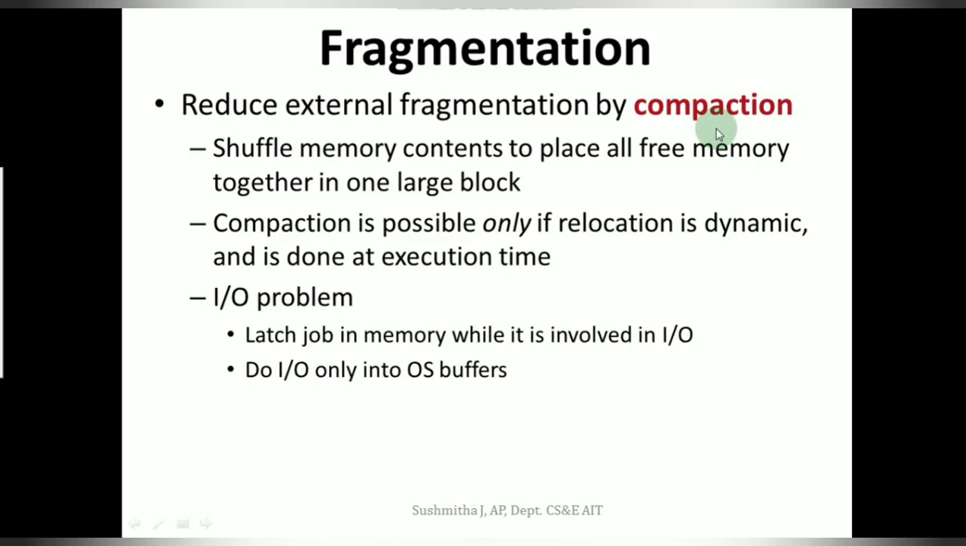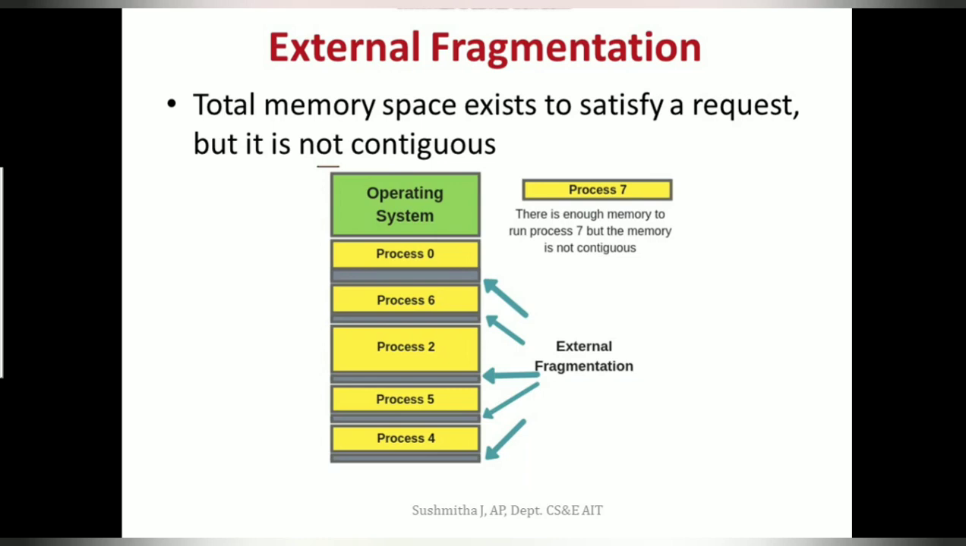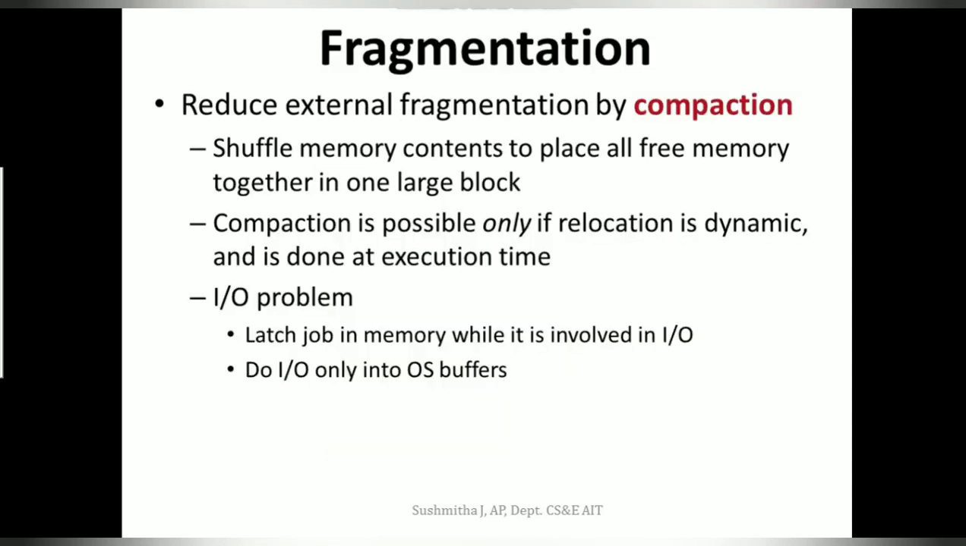Now you can see the diagram here. The gray colored areas are all the free space that is available. I can move all the yellow space to one side and all the gray space to another side. That is the technique of compaction. If I combine all this gray together, I could probably accommodate process 7, but technically and practically, the implementation of compaction is very difficult.